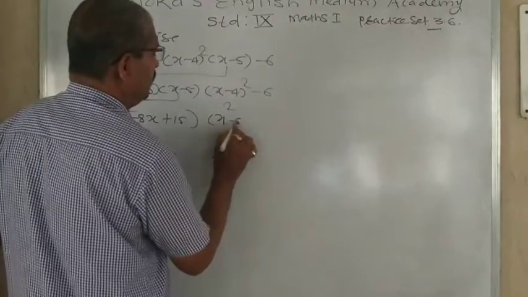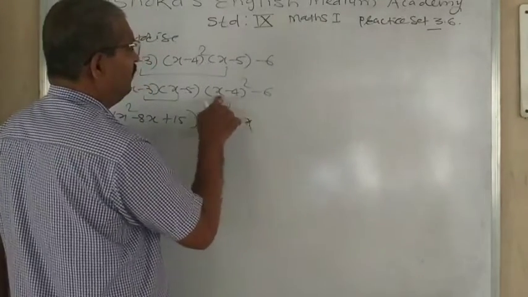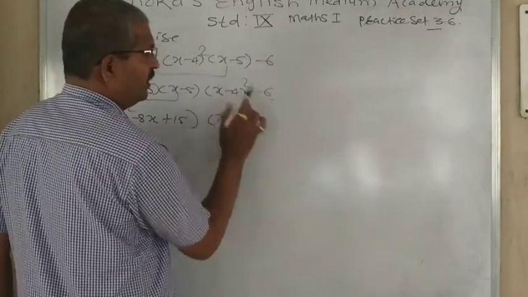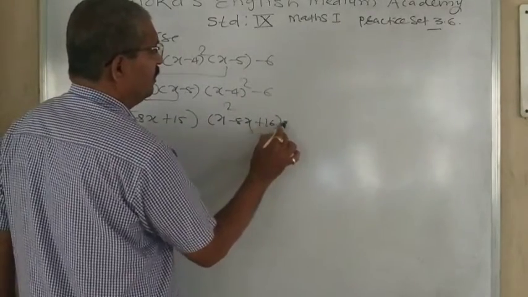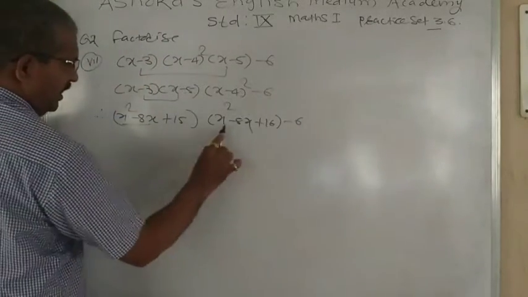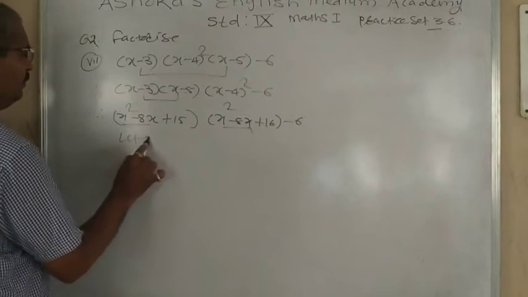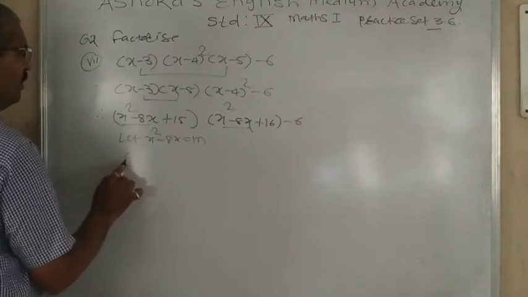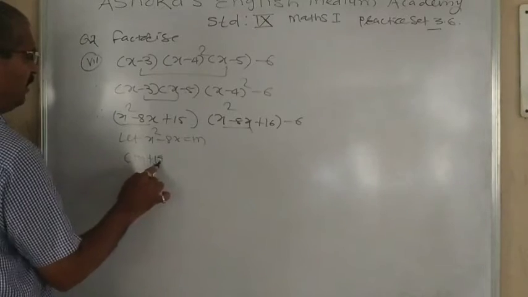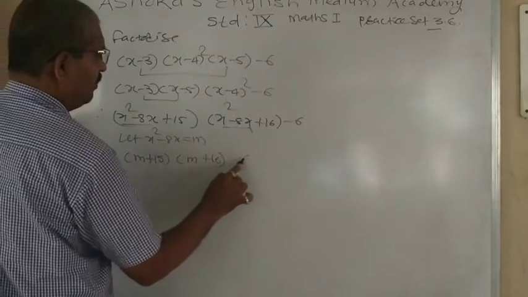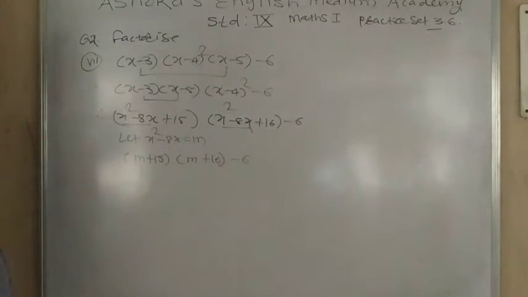Expansion of this is first term square, first term into second term double minus 8x, plus square of second term means 16, minus 6. So if you observe here, x square minus 8x is common, let x square minus 8x is equal to m. Therefore m plus 15 and m plus 16 minus 6.